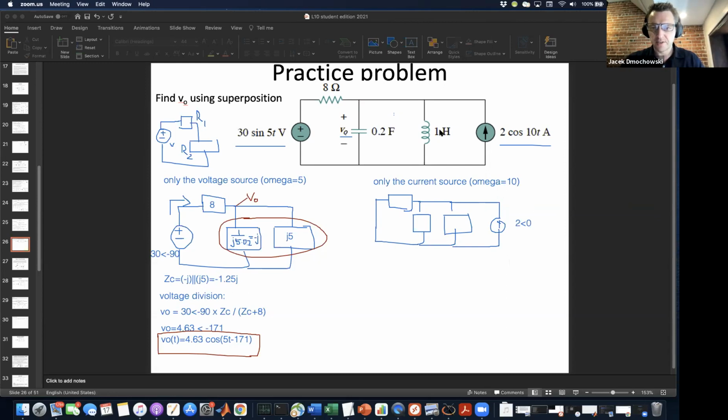Now the impedance of the inductor is J omega L. Omega is now 10, so this impedance is now J10. And this impedance is now 1 over J omega C. Omega times C is 10 times 0.2, so this becomes negative J over 2. And this is still just equal to 8. So this is our circuit. We are interested in the voltage here, V naught.